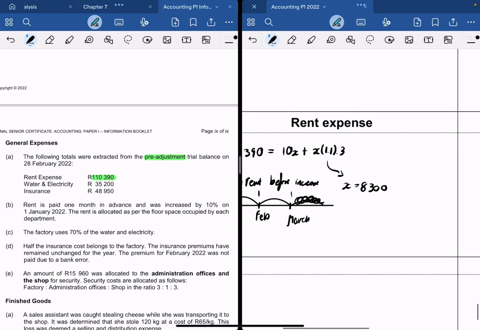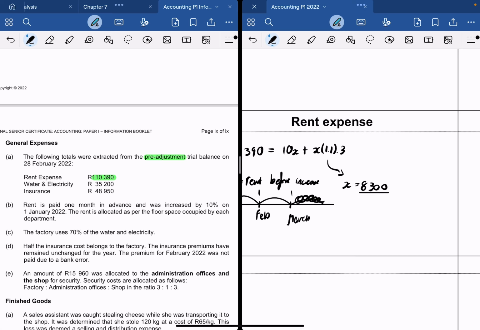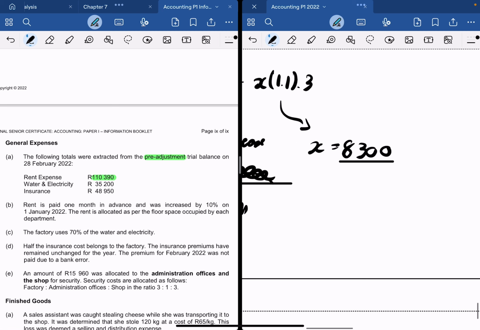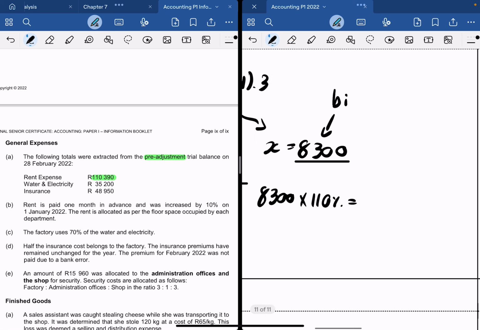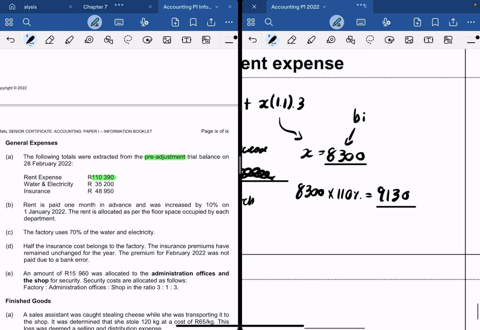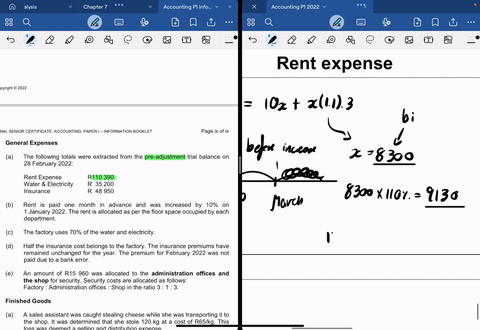So now what do we do with this figure? We need to figure out how much was overpaid, because we can't be accounting for prepaid expenses in our factory overhead statement. But this amount is before increase. I'm just going to say BI, before increase. So to get the increase, we take 8,300 times 1.1, actually just 110% rather, and we get 9,130.